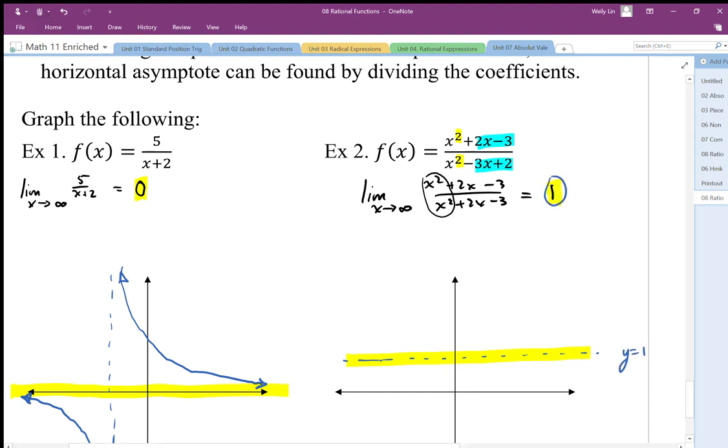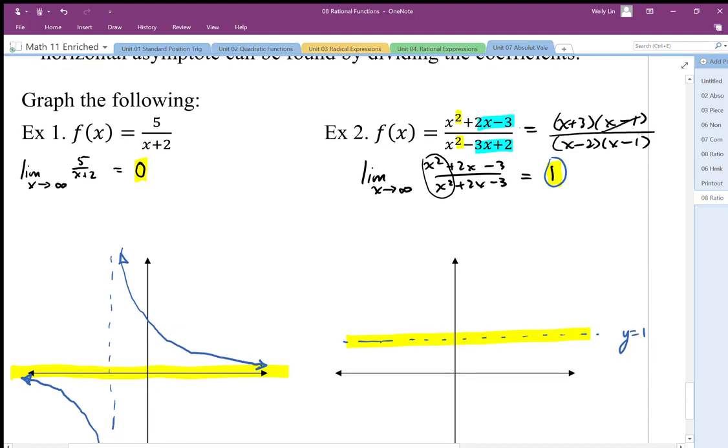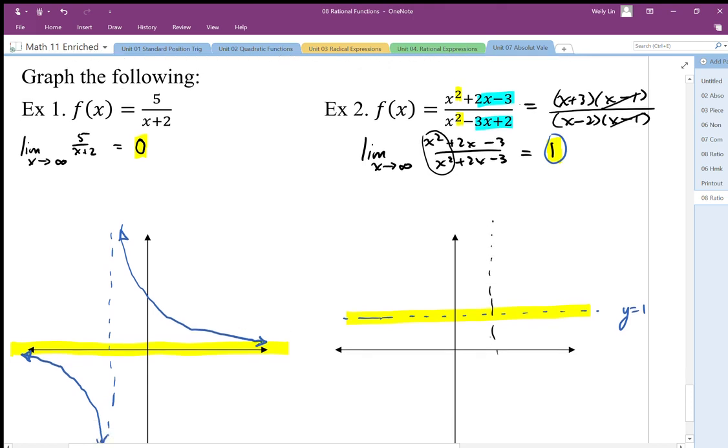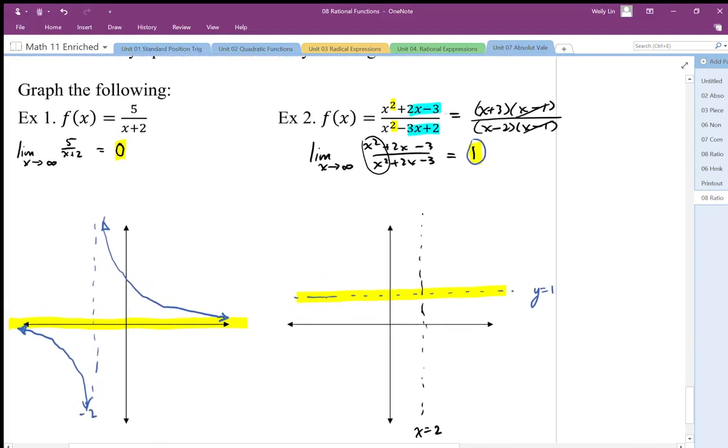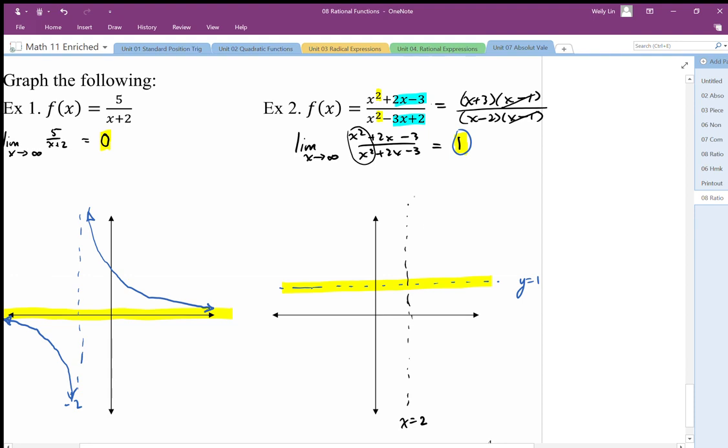So if I factor this, I can get my factor terms. So it's going to be x plus 3, x minus 1. Here I'm going to end up with x minus 2, x minus 1. So these cancel out, so I end up with a hole. That's going to give me a hole. I've got a vertical asymptote at x equals positive 2. And this graph is going to go up towards infinity.